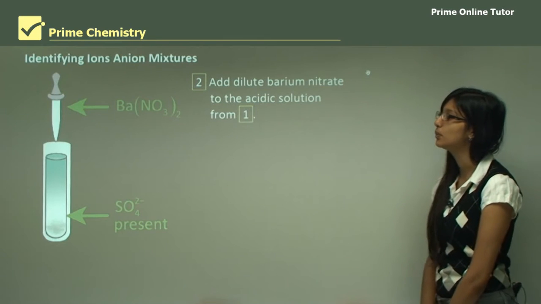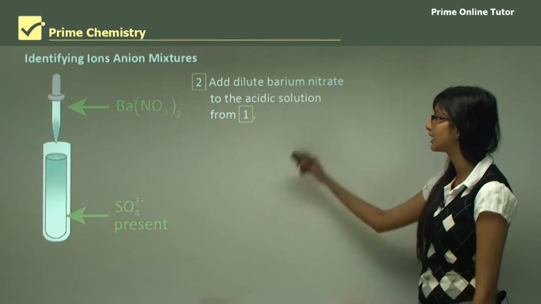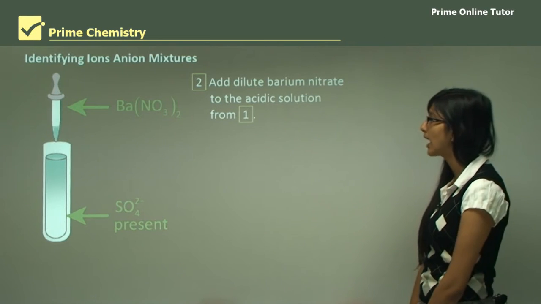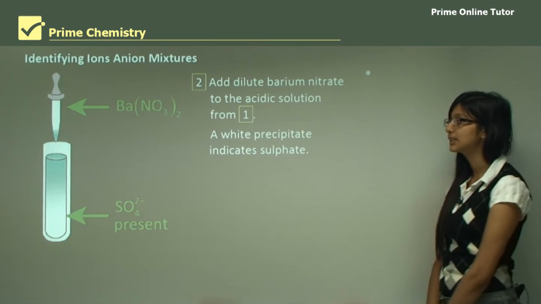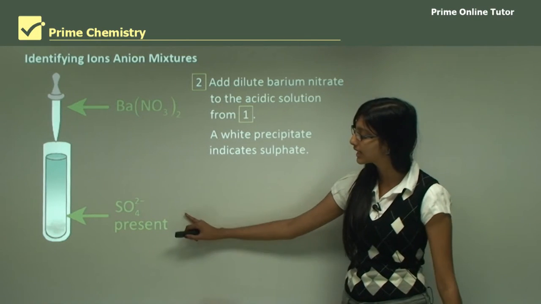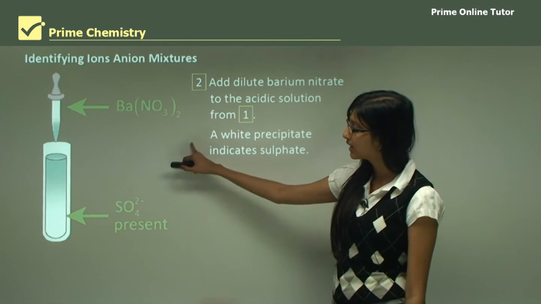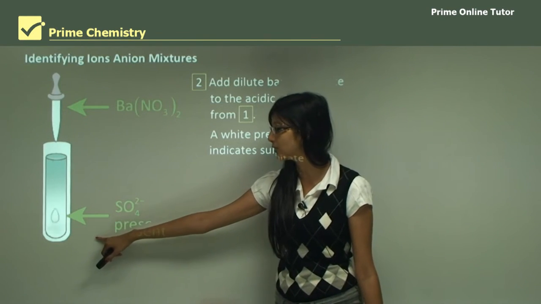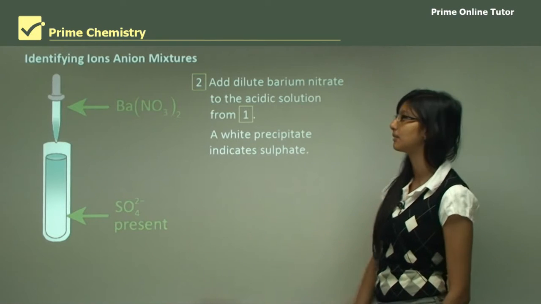Now step 2 would be you take that solution and you add barium nitrate. Now when you add barium nitrate, what will happen? If a white precipitate forms when you add barium nitrate to your solution, it will indicate that sulfate ions are present. Again, when you add barium nitrate, you can see there is a white precipitate formed, and that indicates that sulfate is present.